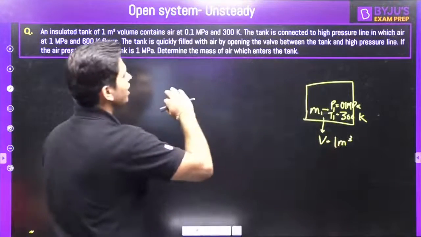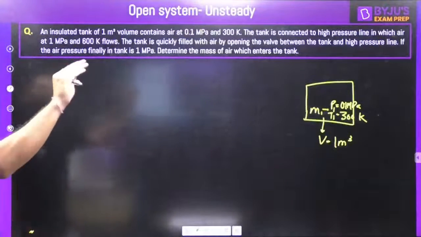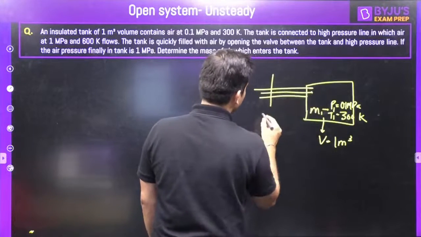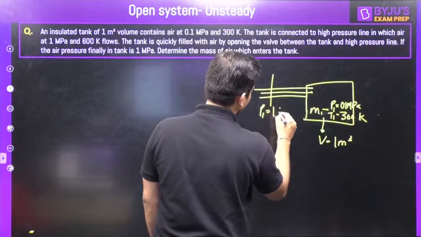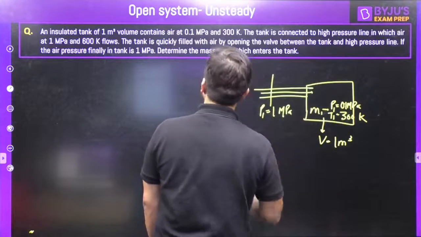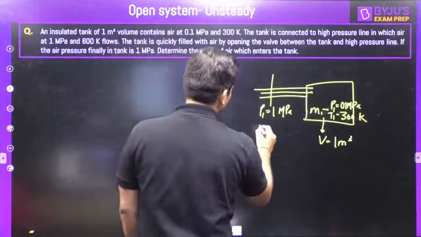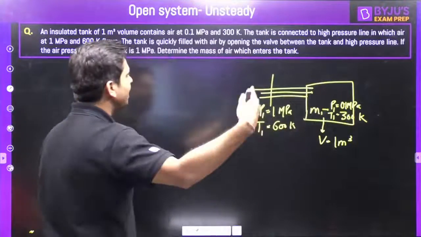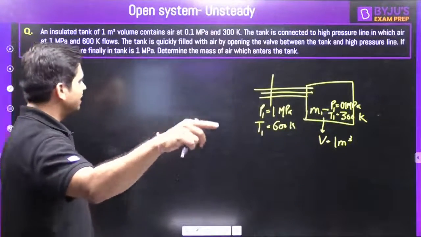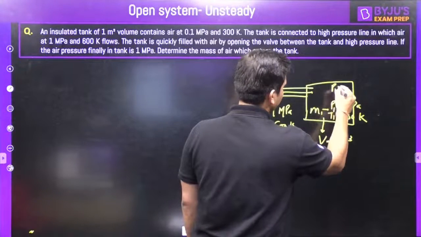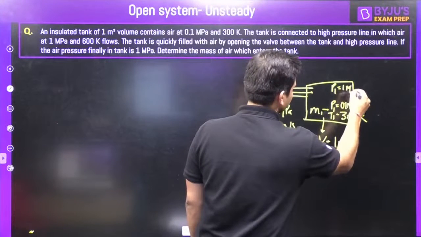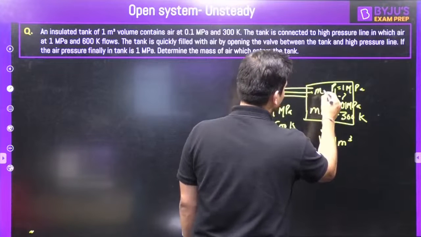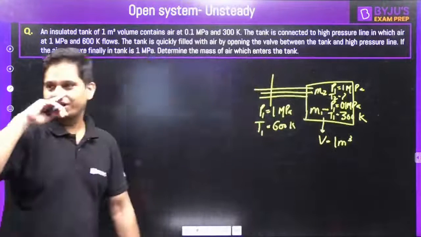Okay, now it is connected to a high pressure line in which air is at 1 megapascal. So some air is coming here, entering at pressure P1 of 1 megapascal and temperature T1 equal to 600 Kelvin. And you fill the tank until the pressure inside the tank, P2, is equal to 1 megapascal. Now I don't know what T2 is, but I know that mass will increase.